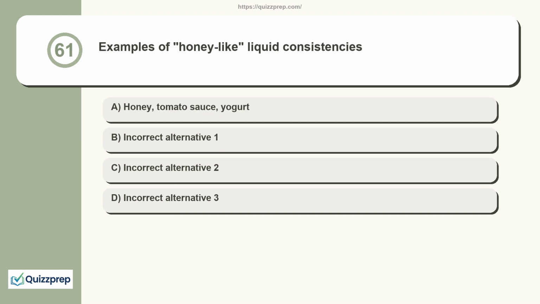Question 61. Examples of honey-like liquid consistencies. Honey, tomato sauce, yogurt.